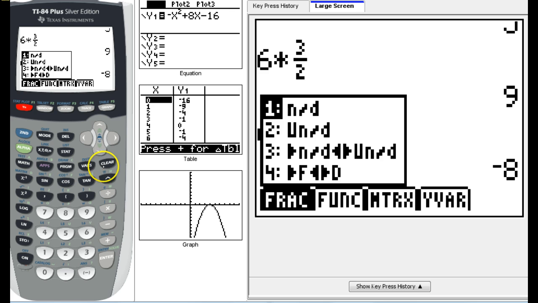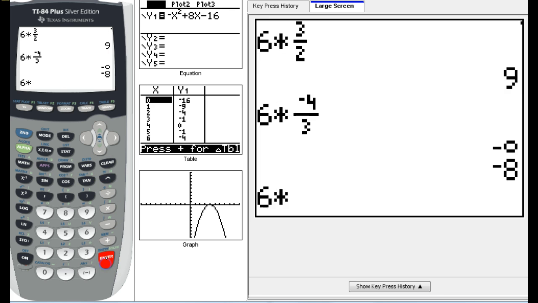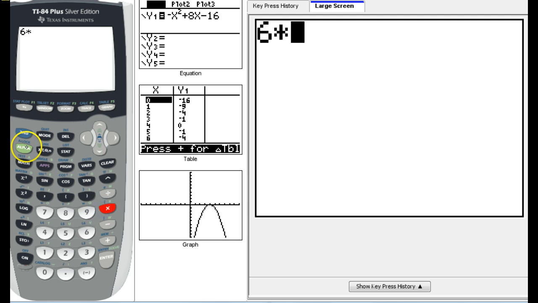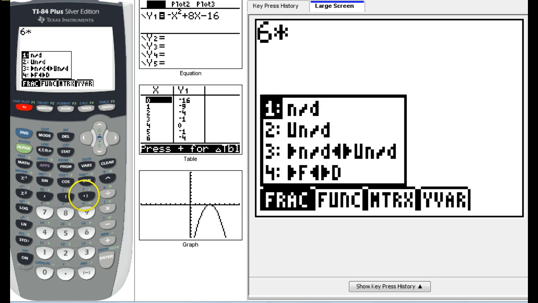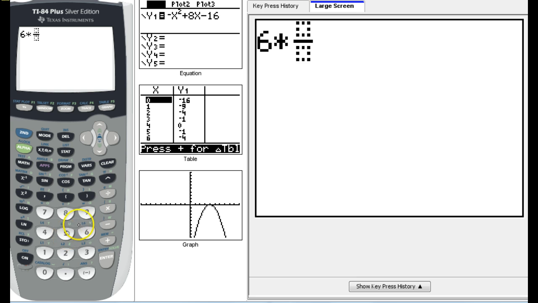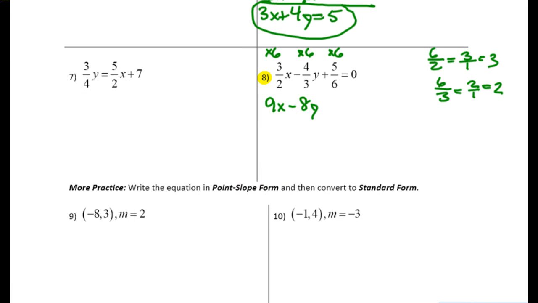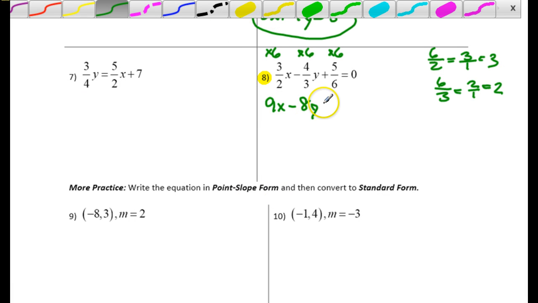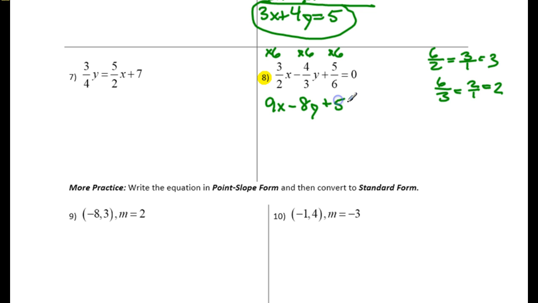Forgot my alpha, I got messed up, 6 times 5 over 6, and that's going to equal 5. Okay? Alright, so that was a lot of work there, but now we've gotten rid of all the fractions.